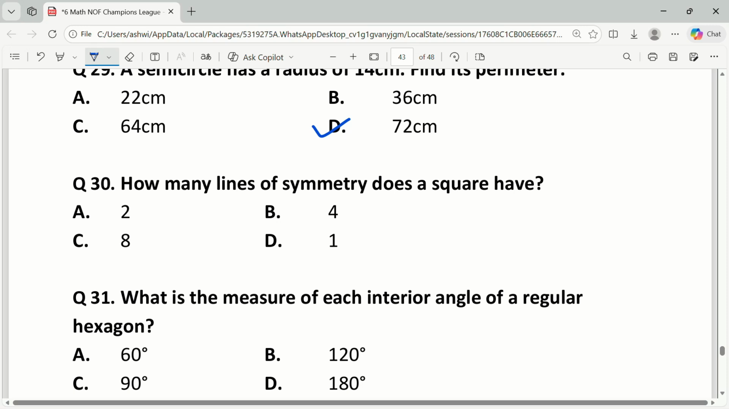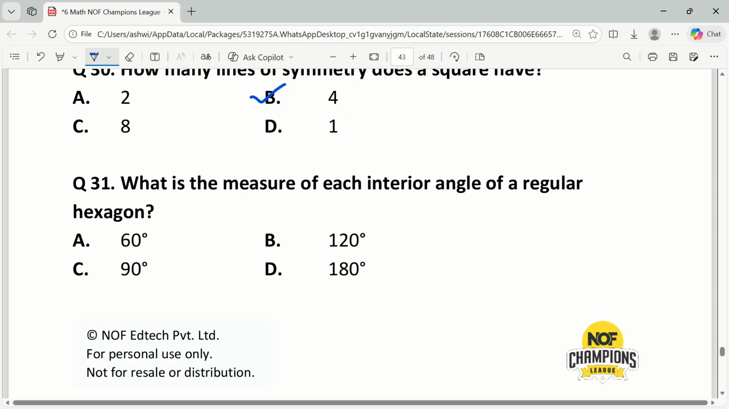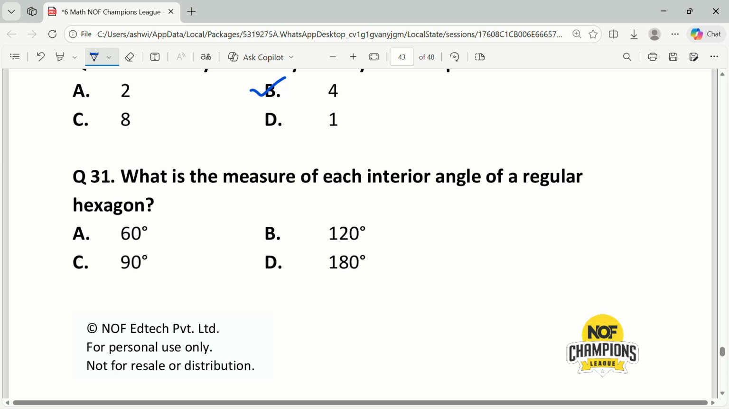Question 30. How many lines of symmetry does a square have? The answer is 4. A square has 4 lines of symmetry, 2 diagonals and 2 lines connecting the midpoints of opposite sides. Question 31. What is the measure of each interior angle of a regular hexagon?